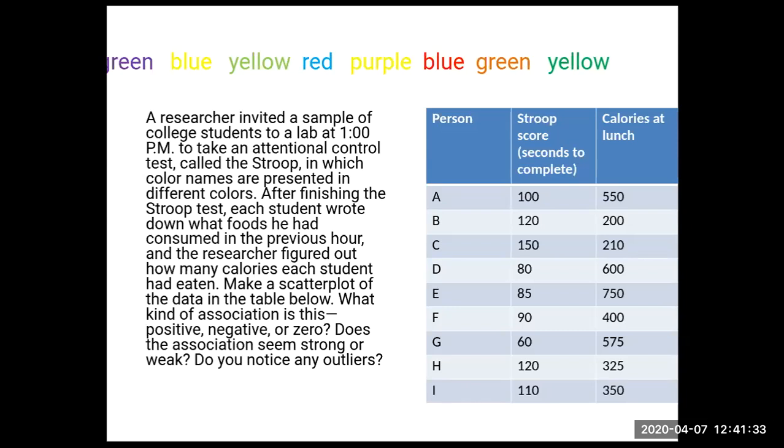Does that make sense? Again, we're not assuming causation. We're just saying that there's a relationship: it seems that the people who consume more calories were able to get faster times on the test. So in this case, it would be a negative correlation. Don't worry about if the association is strong or weak. If you really want to calculate this, you can stop right now and do a graph for yourself.